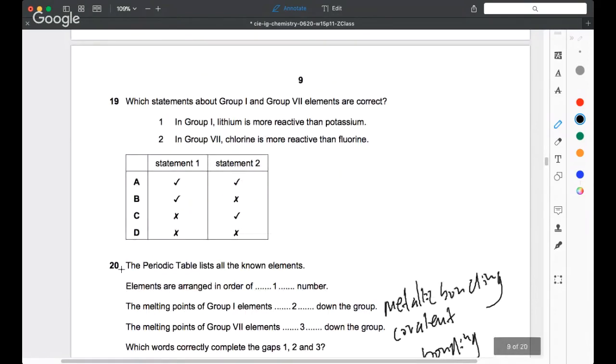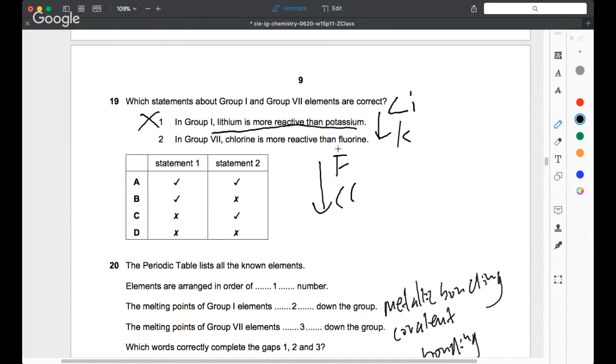Question 19. So in question 19, both of the statements are wrong, because here lithium is, so potassium is further down the group, and we know for group 1 metal the reactivity increases down the group. So 1 is wrong, and 2, chlorine is down the group than fluorine. It's further down the group than fluorine.